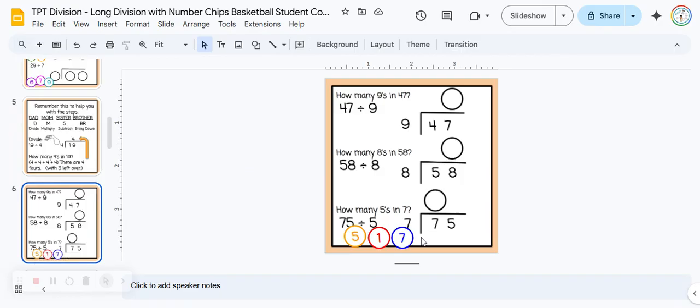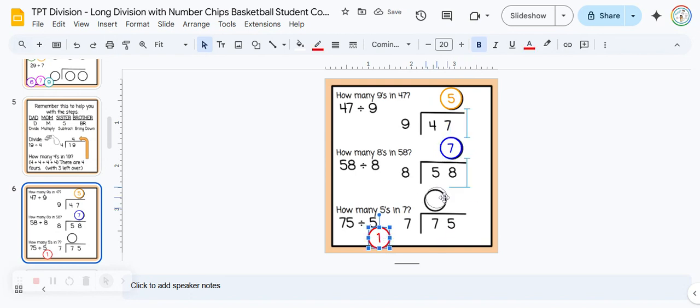9 goes into 47 5 times. Again, click and hold on the edge. And there's some left over. 8 goes into 58 7 times with 2 left over. And 7 goes into 7 1 time.